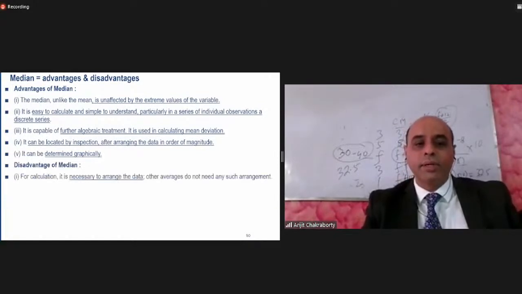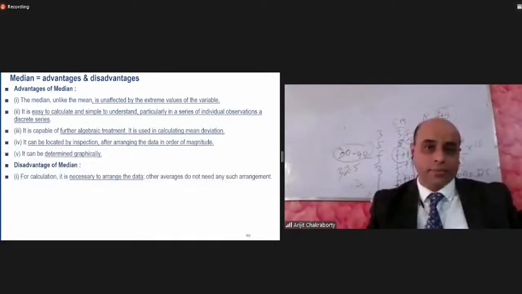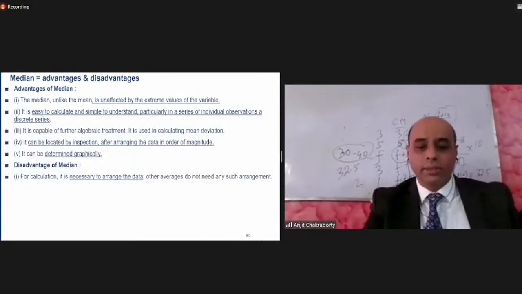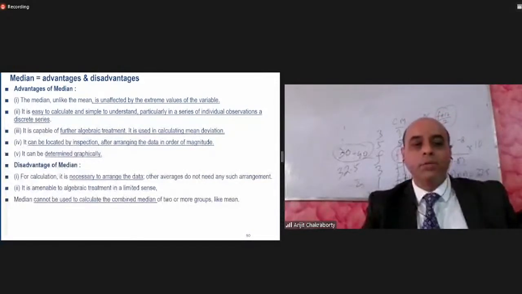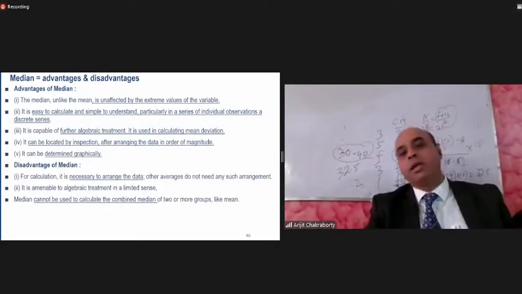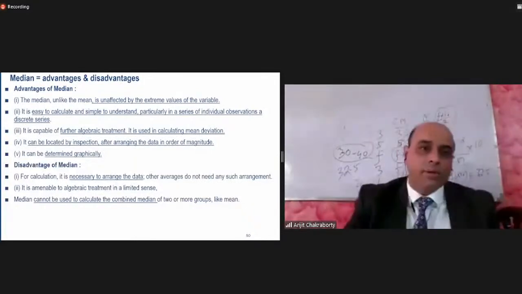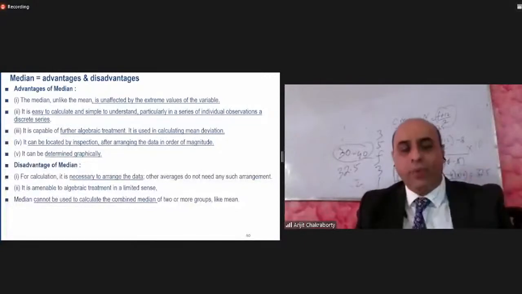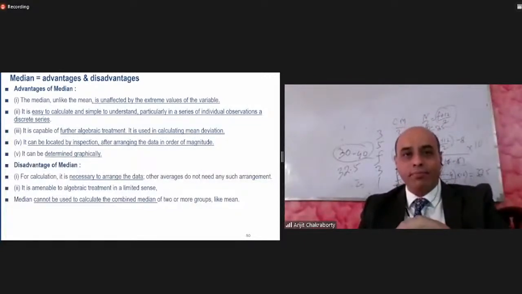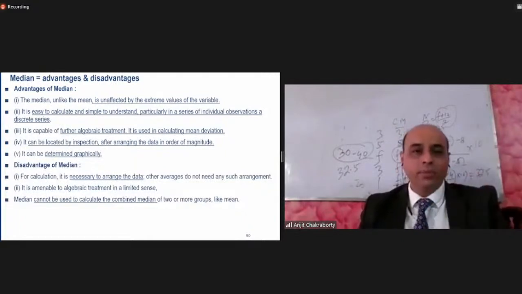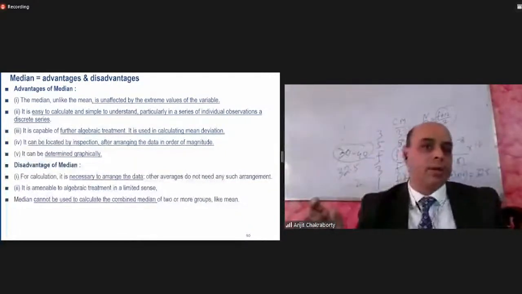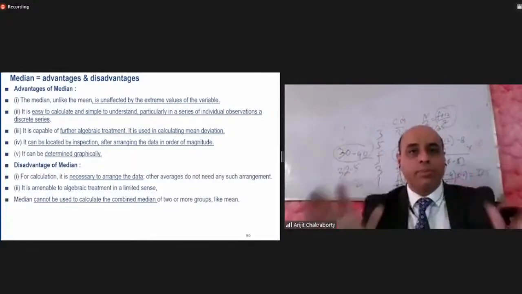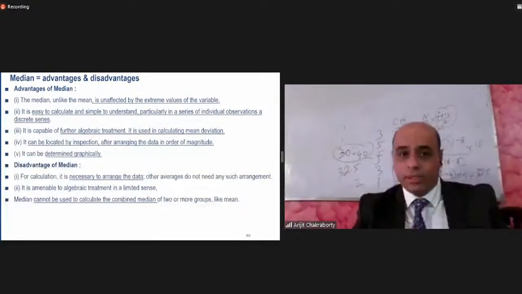And the disadvantages. Number one, it is necessary to arrange the data. In the case of the arithmetic mean, you don't have to arrange, but in the case of median, you have to arrange. Number two, median cannot be used to calculate a combined median. In the case of mean, we have already done the numerical: if N1 observations have mean X1, and N2 have mean X2, then the combined mean is N1 X1 plus N2 X2 divided by N1 plus N2. But there is no such formula for the combined median. Please note that.